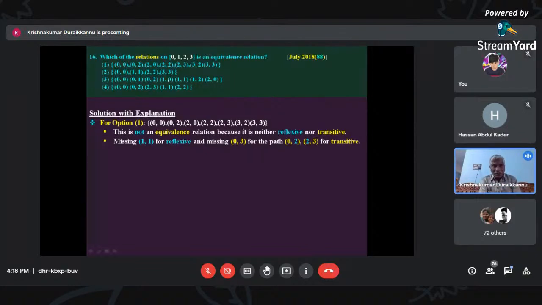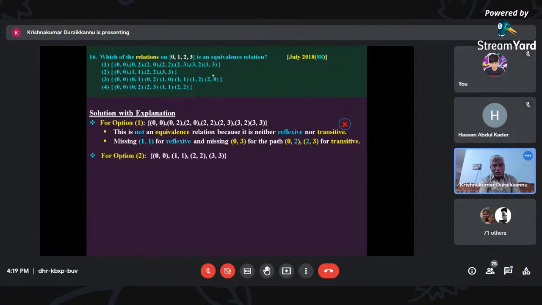So here (0, 3) is not possible. Here (0, 2) is available, then (2, 3) is there. So (A, B): A is 0, B is 2. Here B is 2, C is 3. Then we need (A, C), (0, 3), to be present. Here (0, 3) is not present in relation 1, so it is not transitive.